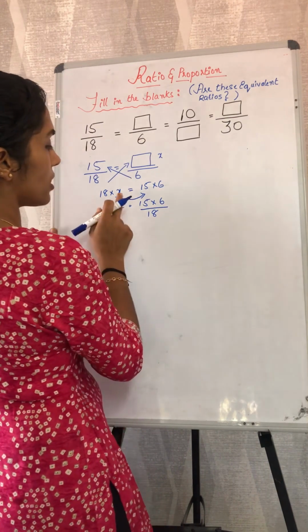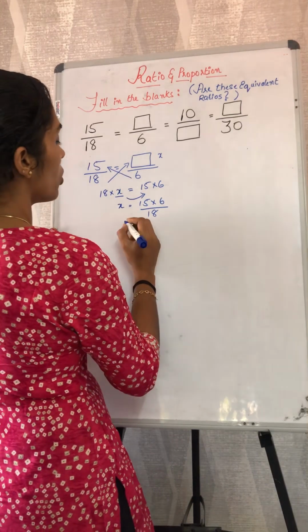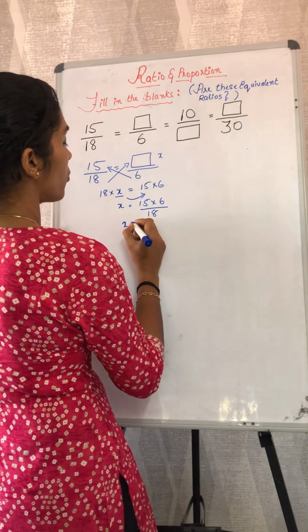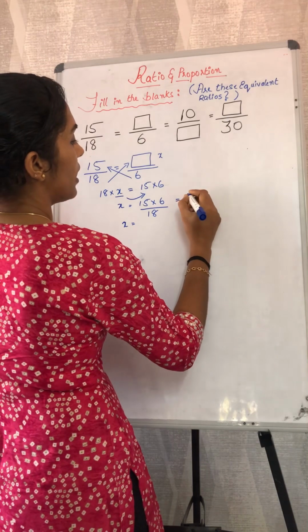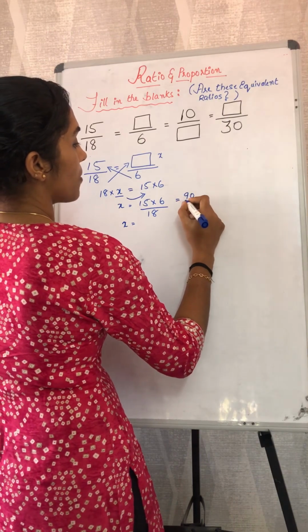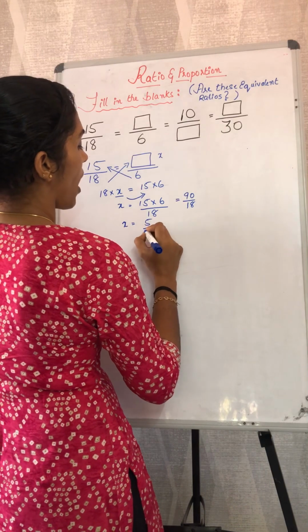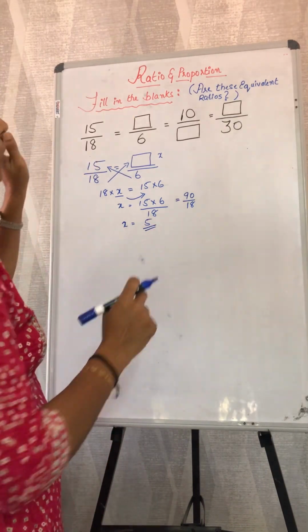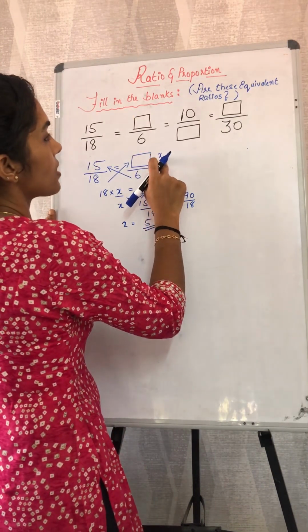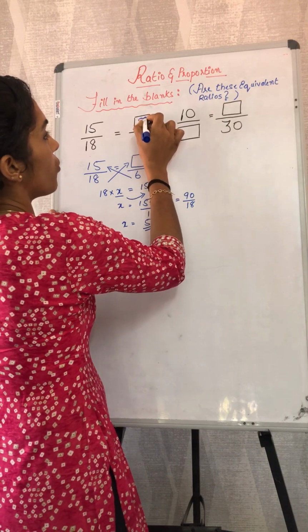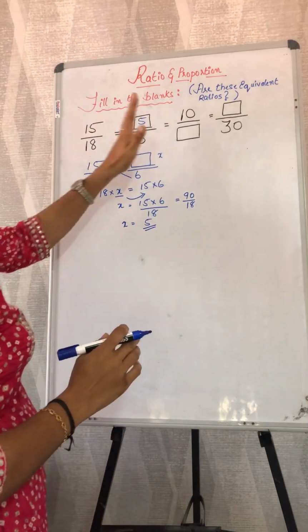So now you get this x as a single one. So you can find the x, right? How will you find the x? 15 into 6 is 90. 90 by 18, what do you get? You get 5. So now you fill this box. That is, you assumed this as x and you got this as 5. Okay. Now take the second ratio.